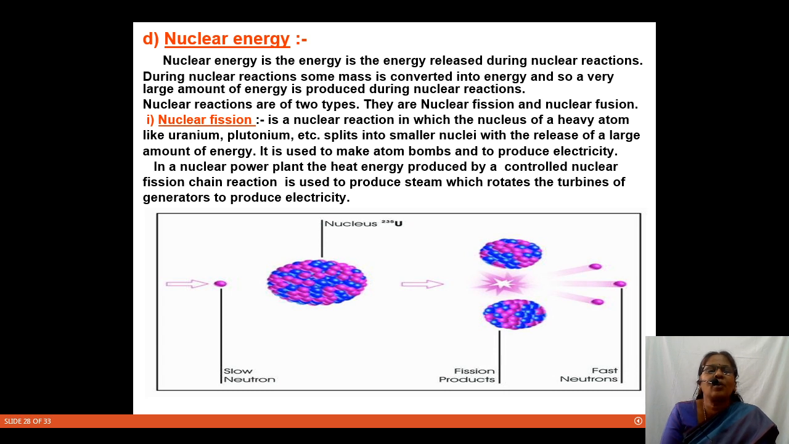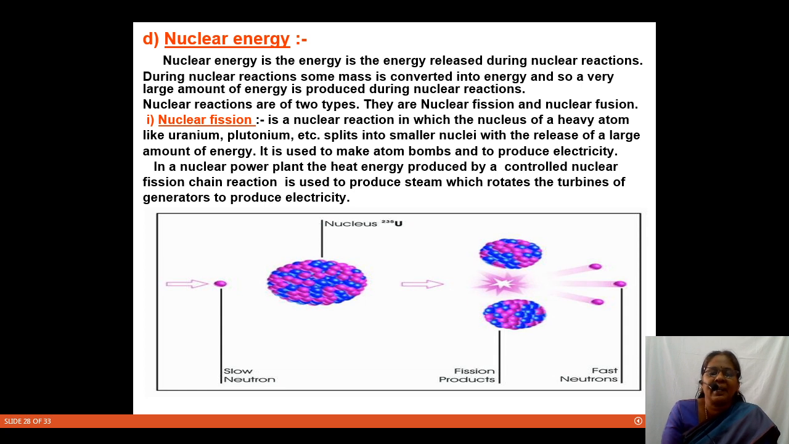To make a nuclear fission reaction, the fuels which we are using are uranium as well as plutonium. It has to split into two smaller nuclei, and by that time a large, enormous, tremendous amount of energy is released. How does it split? That is very important. How does the uranium nucleus or plutonium atom split?